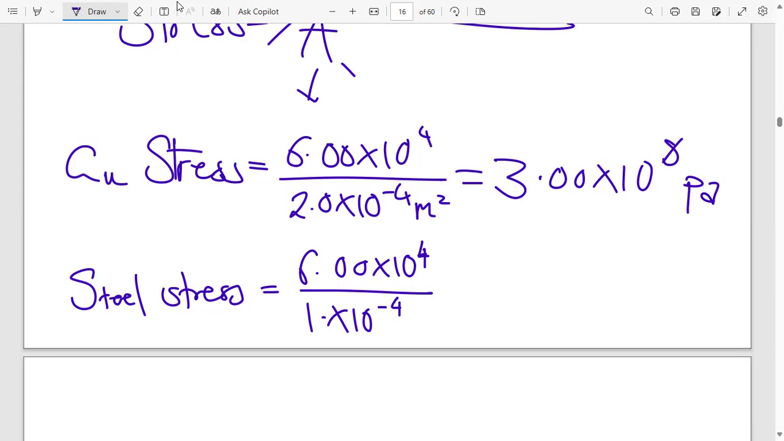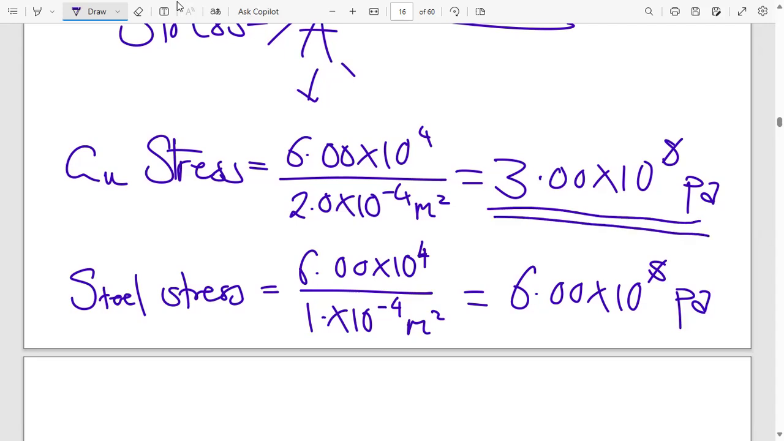Okay. This is meter squared also, and this should give us what? For steel, we should get 6.00 times 10 to the power 8 pascals, like that. So that is the stress in each of the 2 wires.